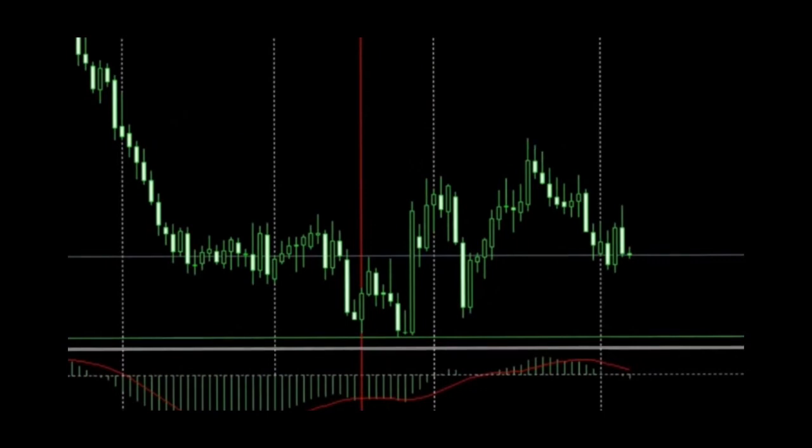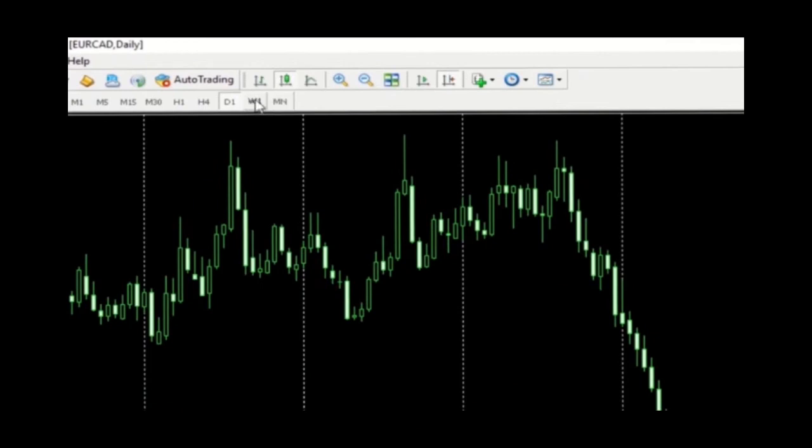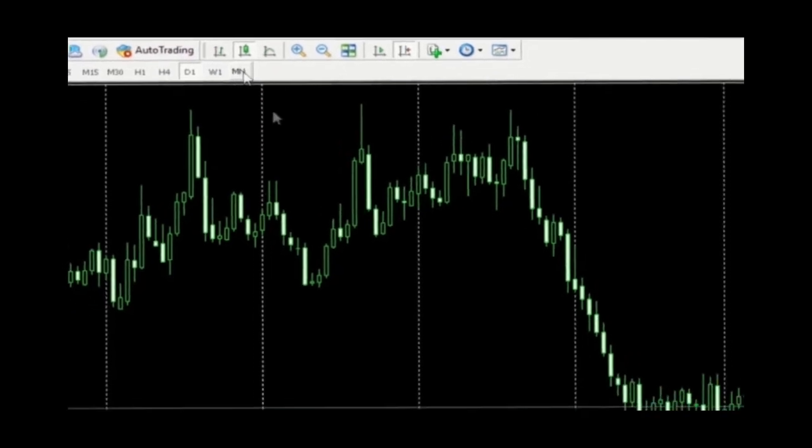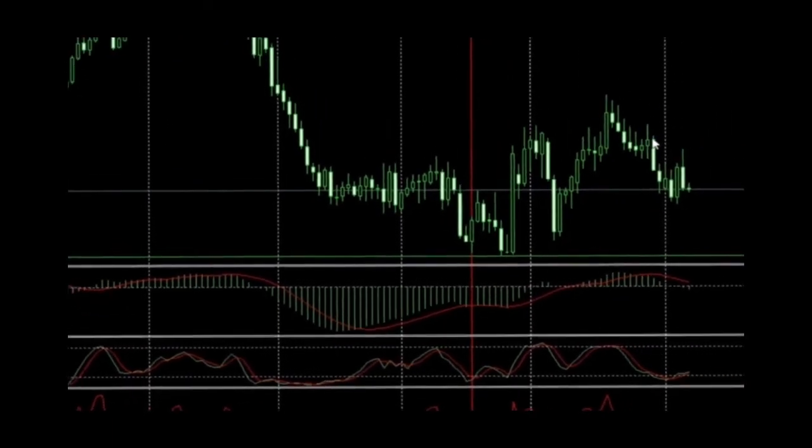So if you're a swing trader, this is how you do it. Okay, you look on the higher time frame for major key levels, and the stochastic needs to be under 20 on all the time frames. And if we're looking for sales, we're looking for the stochastic to be above 80. And now we're going to look for sales.